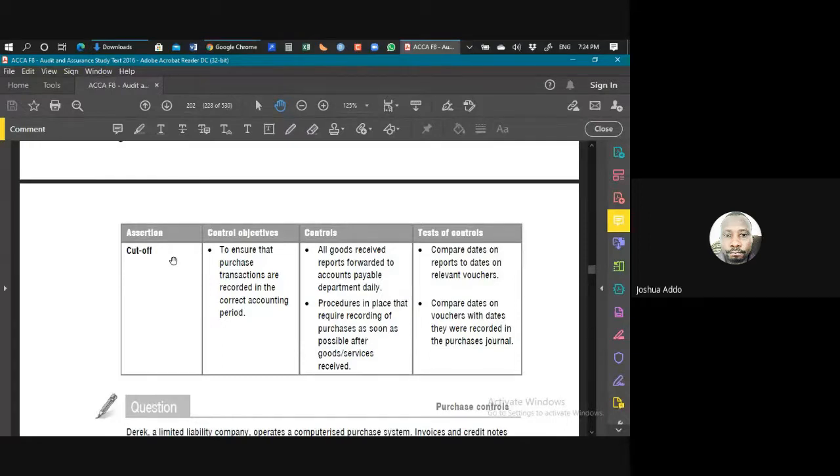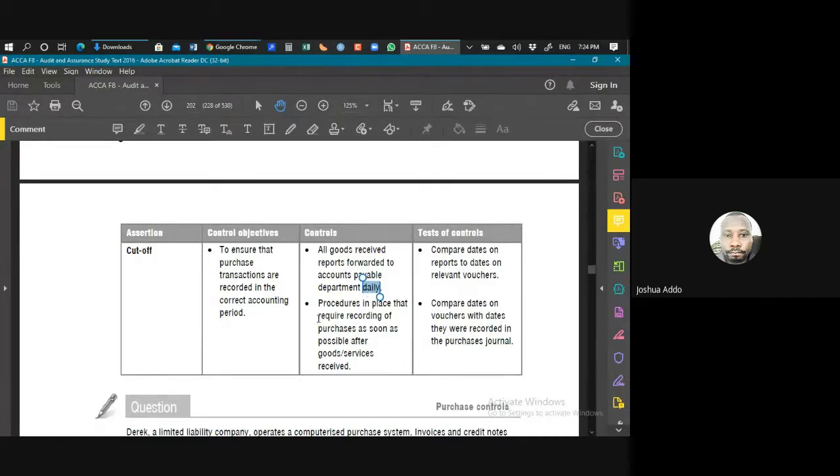That's the control objective. Let me read it officially as we have it. To ensure that purchase transactions are recorded in the correct accounting period. What controls would you put in place to ensure this occurs? Some of these things, if I ask you right now, without even reading the textbook, you can tell me a lot of them which are 100% correct. But let's read this. All goods received reports forwarded to accounts payable department without delay. The word delay is the most important thing.